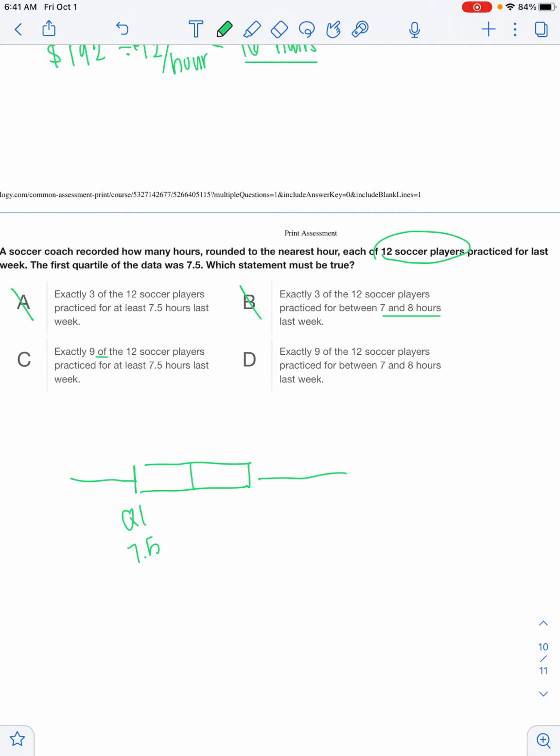It's not true that 9 of the 12 soccer players practiced for at least 7.5 hours this week, because it's possible that more than that practiced at least 7.5 hours this week. Imagine if the data set looked like this: 7.5, 7.5, 7.5, 7.5, 7.5. If these were the first 6 numbers, Q1 would still be 7.5, but more than 9 soccer players would have practiced 7.5 hours. And then D says 9 out of the 12 soccer players practice between 7 and 8 hours, and we just don't know about that 8 hours piece.